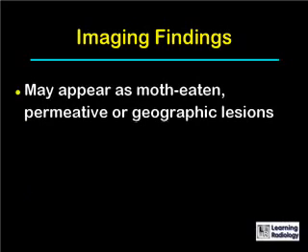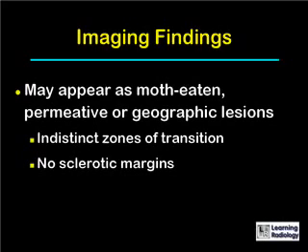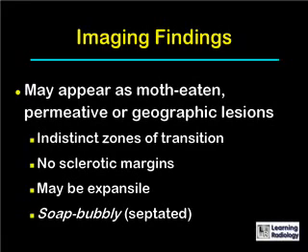They can appear as moth-eaten, less likely as permeative or geographic lesions. They tend to have indistinct zones of transition between them and the adjoining normal bone. They do not have sclerotic margins. They can be expansile, and they can produce a soap bubbly or septated appearance.